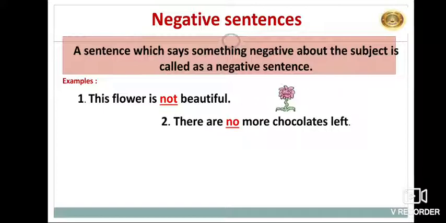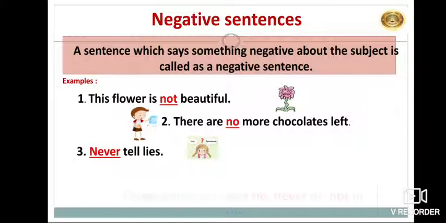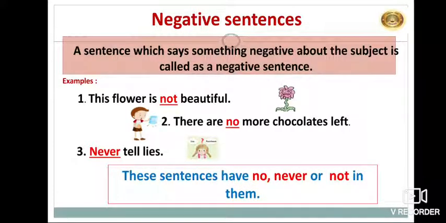See the second sentence. There are no more chocolates left. Now, no is a negative word. So it became a negative sentence. Third is never tell lies. That is, always tell the truth. So never tell lies is a negative sentence because it has never in it. Now we will see that these sentences have no, never or not in them. So these all are negative sentences.